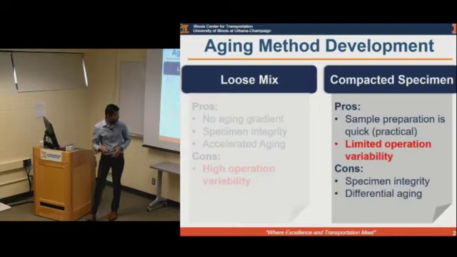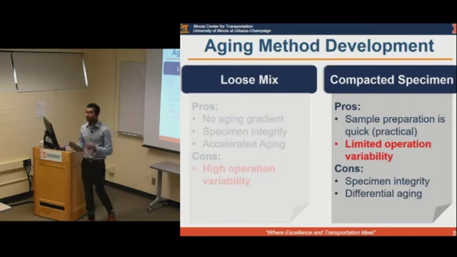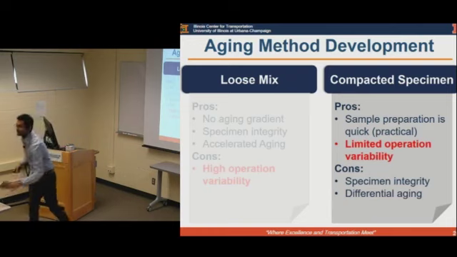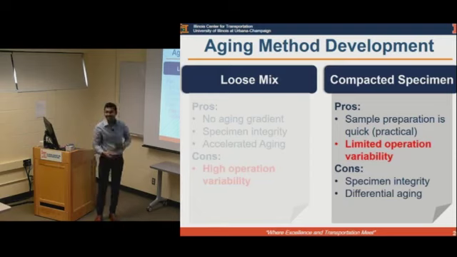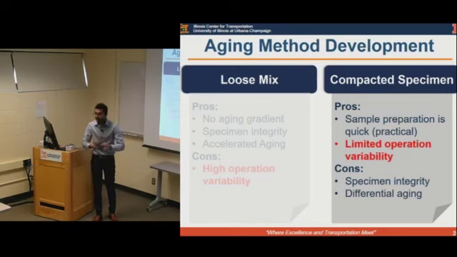variability. Whereas on the other hand, the compacted specimen has its pros and cons. The pros were limited operation variability. Once you prepare the sample, the IFIT sample, you just place it inside the oven, and that's it. It ages. So there's no operator variability involved while the aging is happening. Whereas in loose mix, you have to stir it every hour or every day based on how your protocol will be, which can vary from operator to operator.